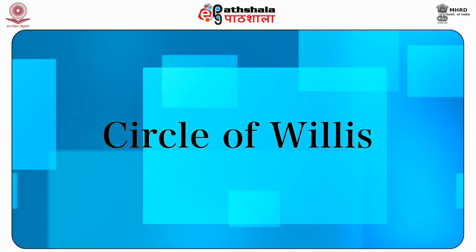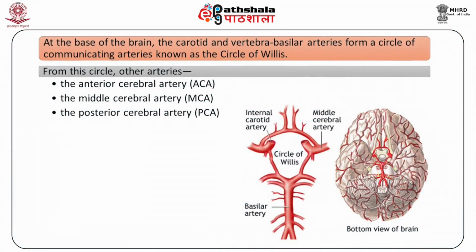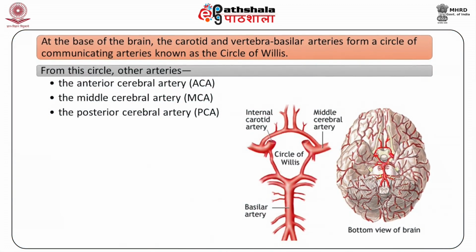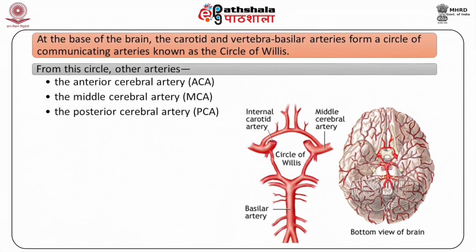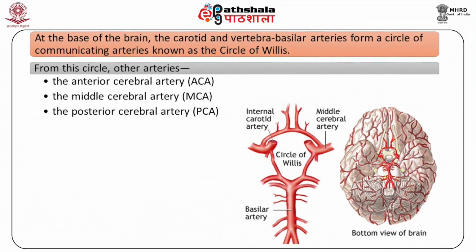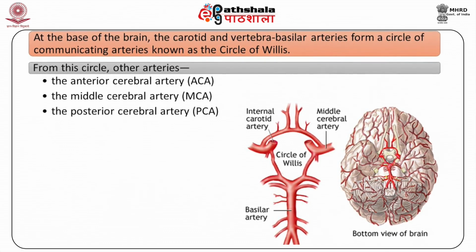Circle of Willis. At the base of the brain, the carotid and vertebrobasilar arteries form a circle of communicating arteries known as the circle of Willis. From this circle, other arteries, the anterior cerebral artery (ACA), the middle cerebral artery (MCA), and the posterior cerebral artery (PCA), arise and travel to all parts of the brain.